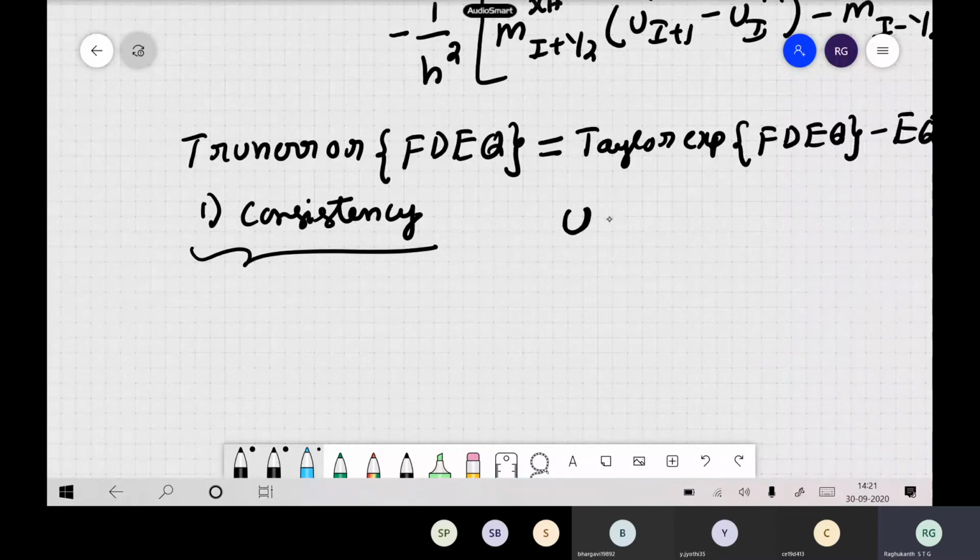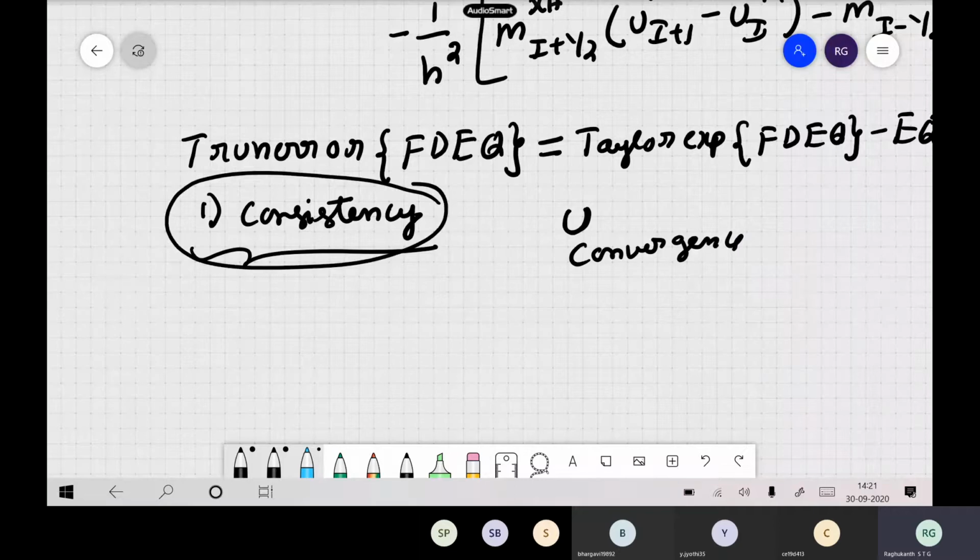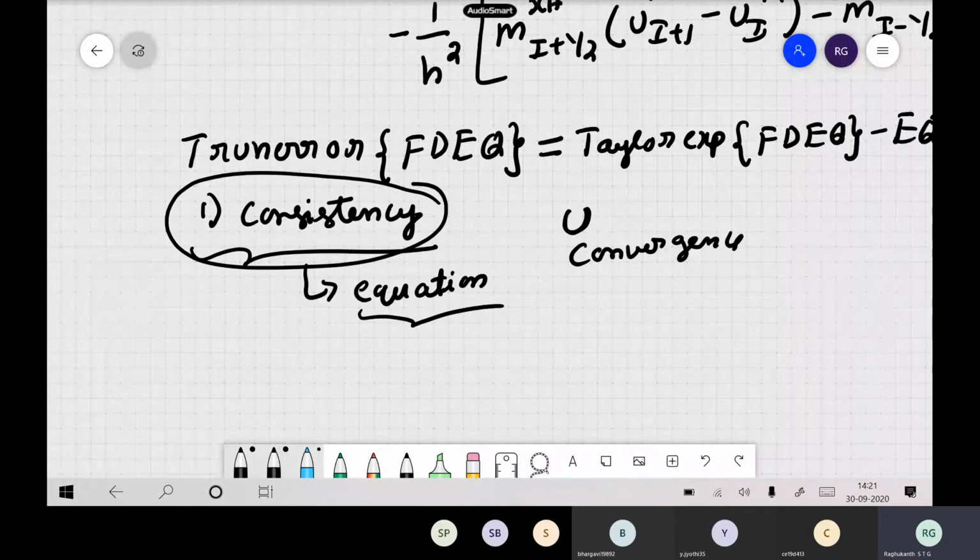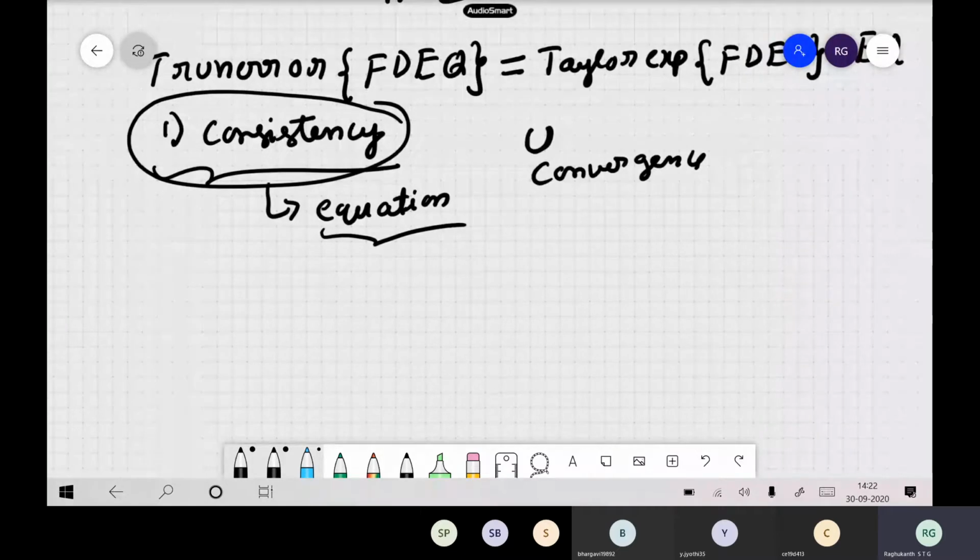Okay, so how good is this displacement compared to the actual displacements here? That we are calling convergence. Now consistency has to do directly with the equation. You already have the original equation, and you have replaced that equation with this finite difference scheme itself. That we call the consistency operator. Don't get confused between those things. Now you have to find out this truncation error.